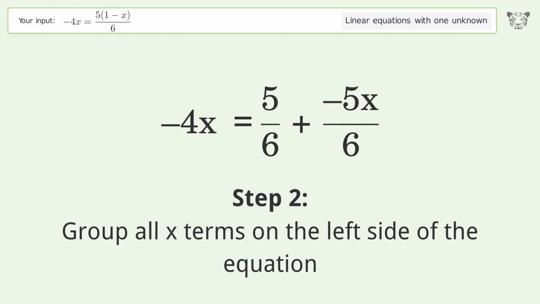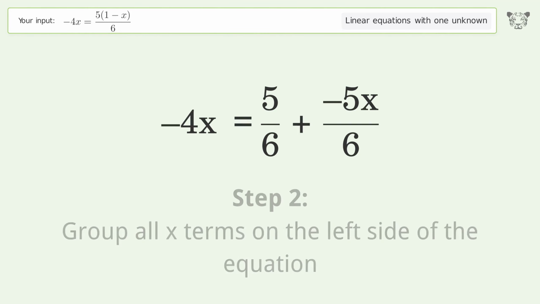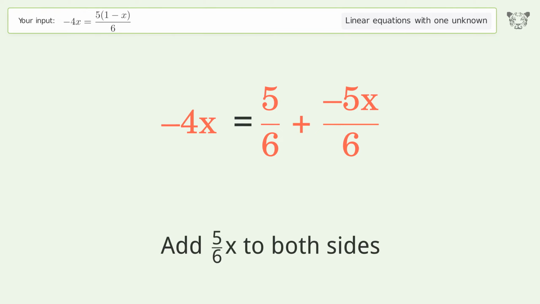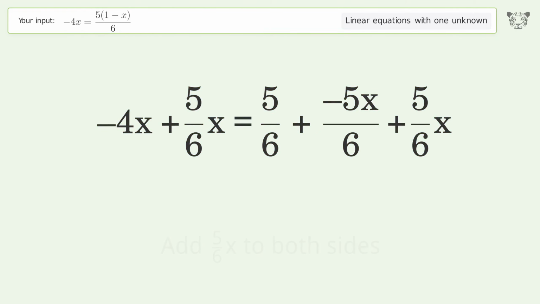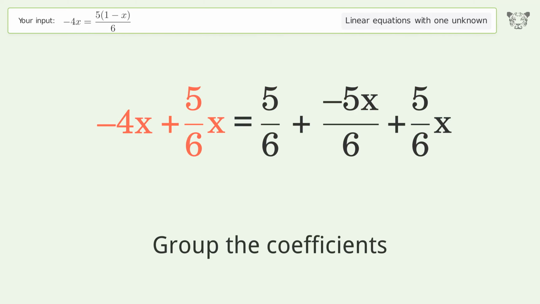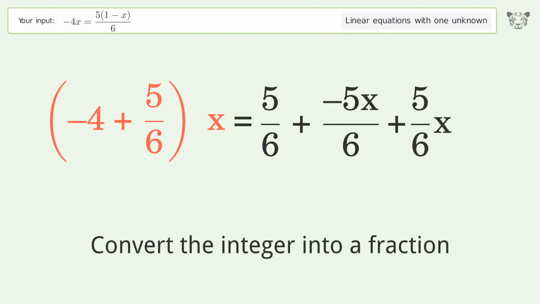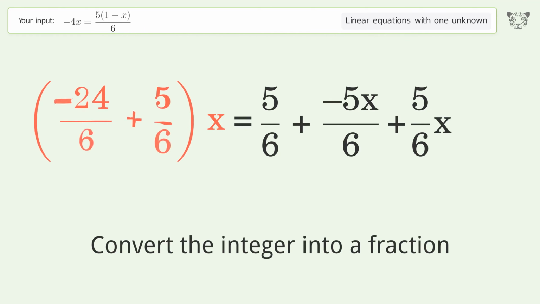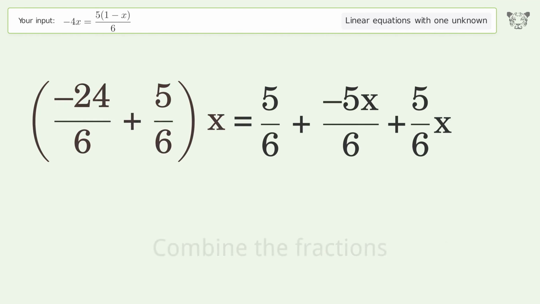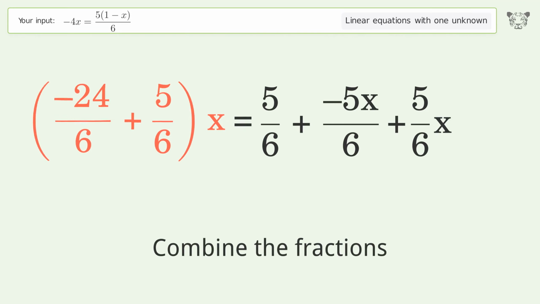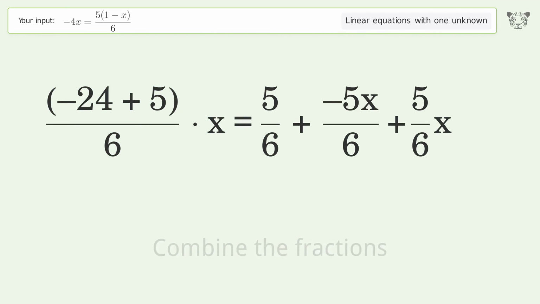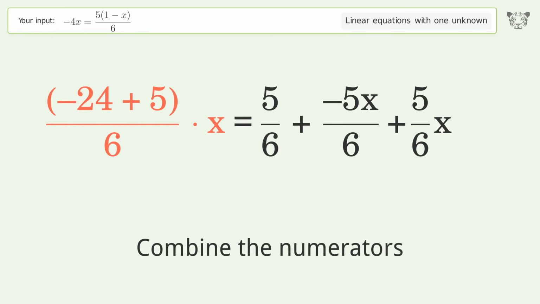Group all x terms on the left side of the equation. Add 5/6x to both sides. Group the coefficients. Convert the integer into a fraction. Combine the fractions. Combine the numerators.